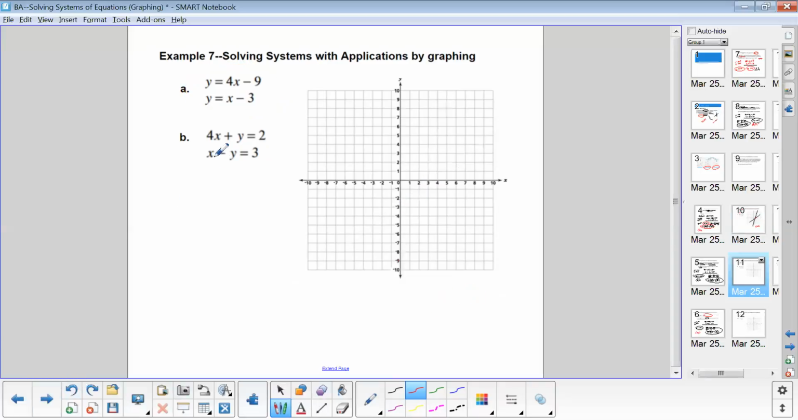Now if we look at the second one, it's still in standard form, so we're going to solve the top one for y, so y equals negative 4x plus 2, and we're going to solve the second one for y, and since this is minus y, I'm just going to go ahead and move the y and make it y equals x plus 3.